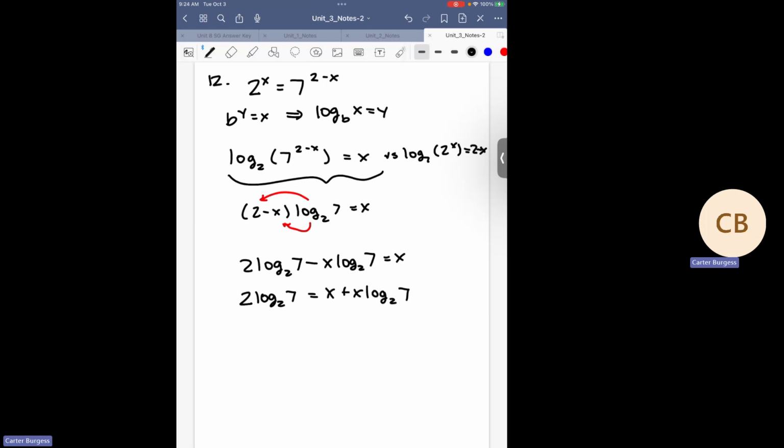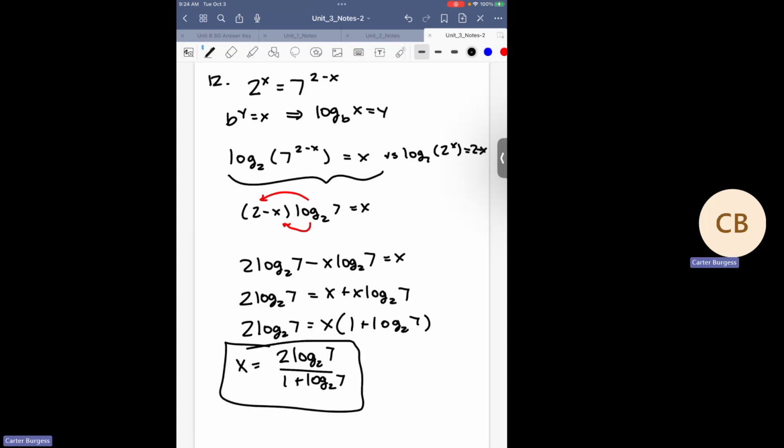Normally, we would then combine like terms. Obviously, in this case, we can't really simplify log base 2 of 7. And so we are going to instead factor out an x. Don't forget the x times 1 plus now log base 2 of 7. And then dividing by this coefficient here, I get that x is equal to 2 log base 2 of 7 over 1 plus log base 2 of 7. Not the only answer that you could have gotten here, but all of the other ones should be equivalent. You can plug them into a calculator to confirm this.